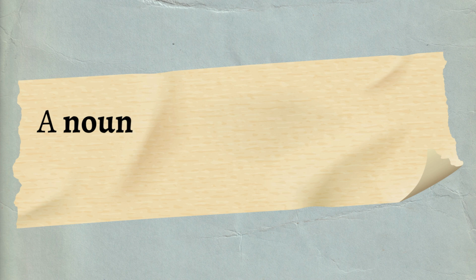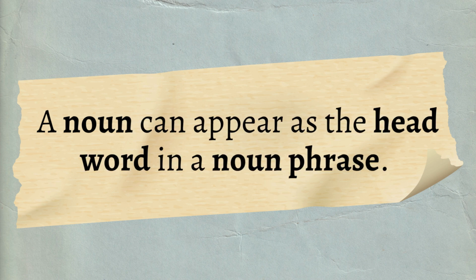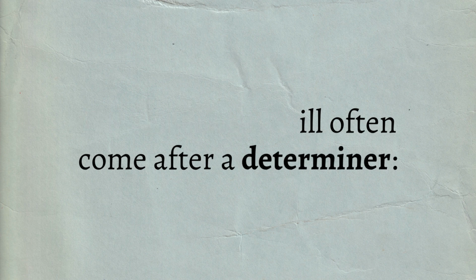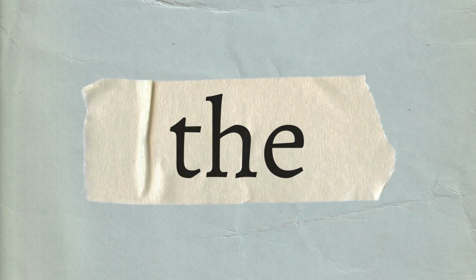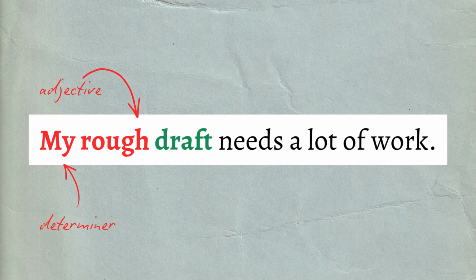Importantly, a noun can appear as the head word in a noun phrase. That's the central word that determines the grammatical identity of the entire string of words. In a noun phrase, the noun head will often come after a determiner, words such as the, some, or my, and maybe even an adjective or two. My rough draft needs a lot of work.